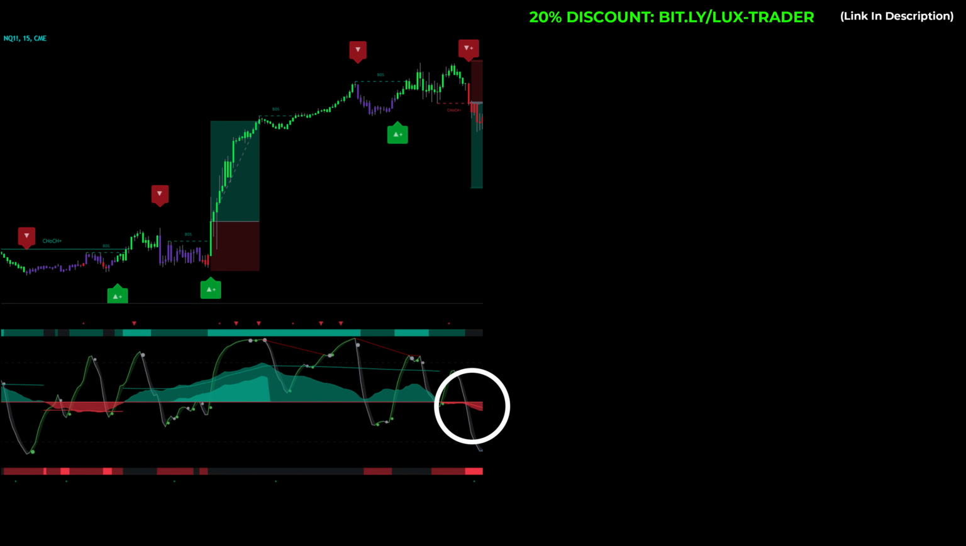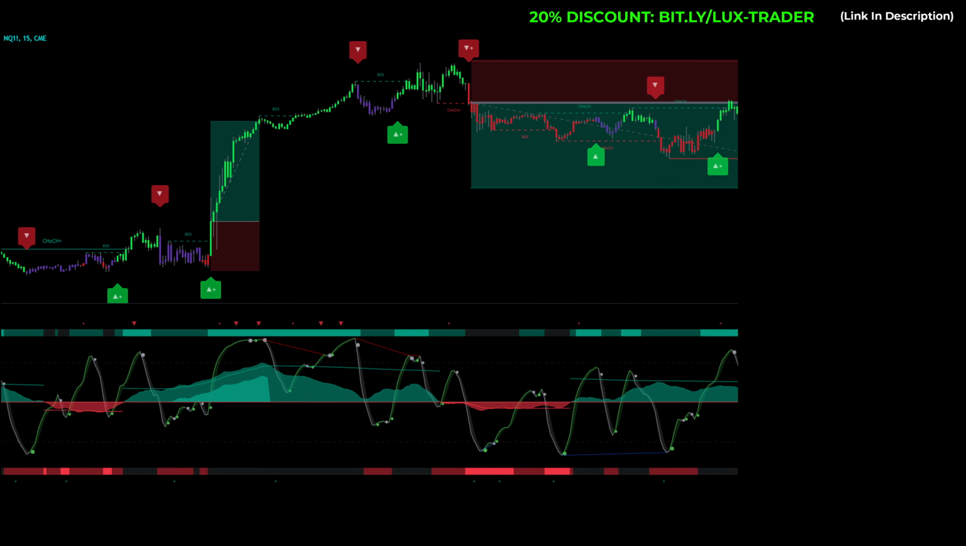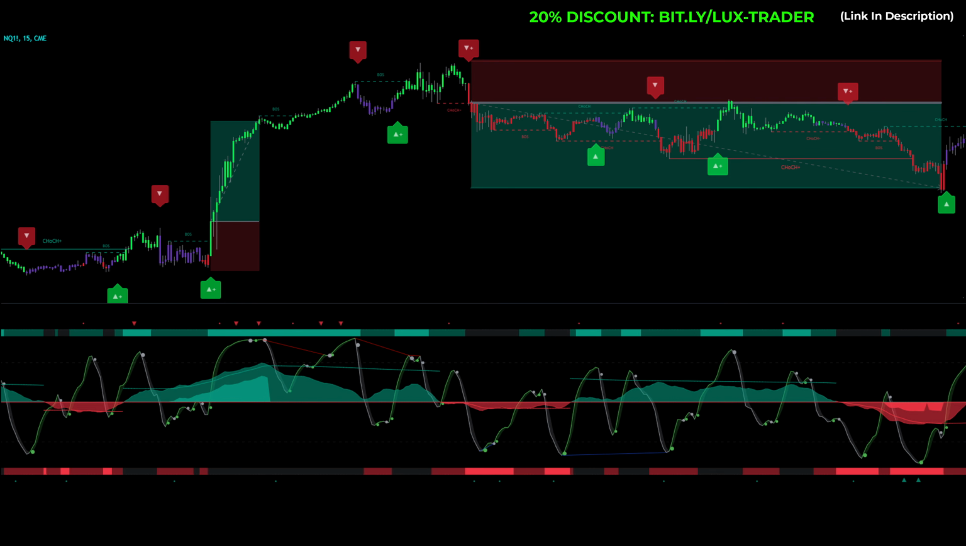The money flow is red colored and it's not only touching the threshold line but also exceeding it. The candle is colored in red and you've got a bearish change of character label being printed.